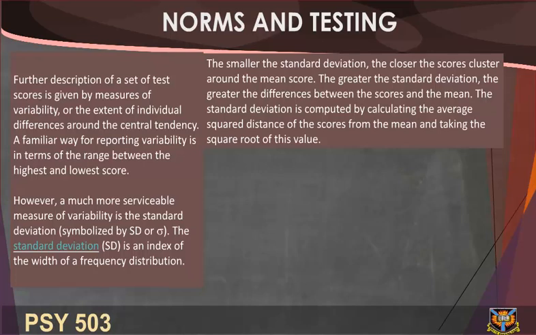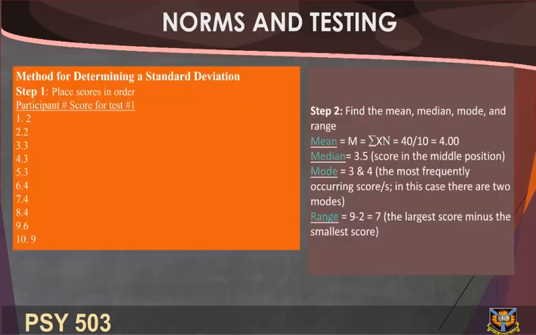The standard deviation SD is an index of the width of a frequency distribution. The smaller the standard deviation, the closer the scores cluster around the mean score. The greater the standard deviation, the greater the differences between the scores and the mean. The standard deviation is computed by calculating the average squared distance of the scores from the mean and taking the square root of this value.